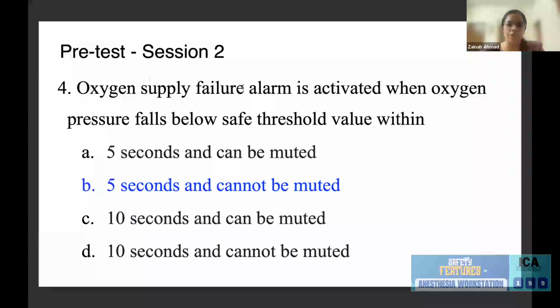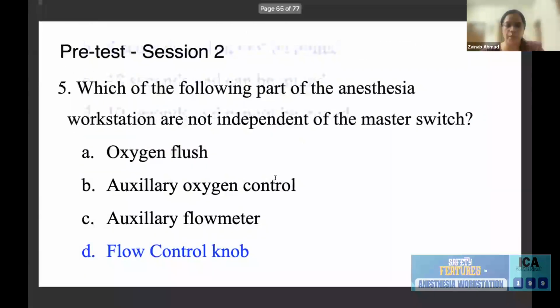Question 4, oxygen supply failure alarm is activated when oxygen pressure falls below a safe threshold value within 5 seconds and cannot be muted. So this is a high priority alarm and it cannot be muted. So that is why answer B.